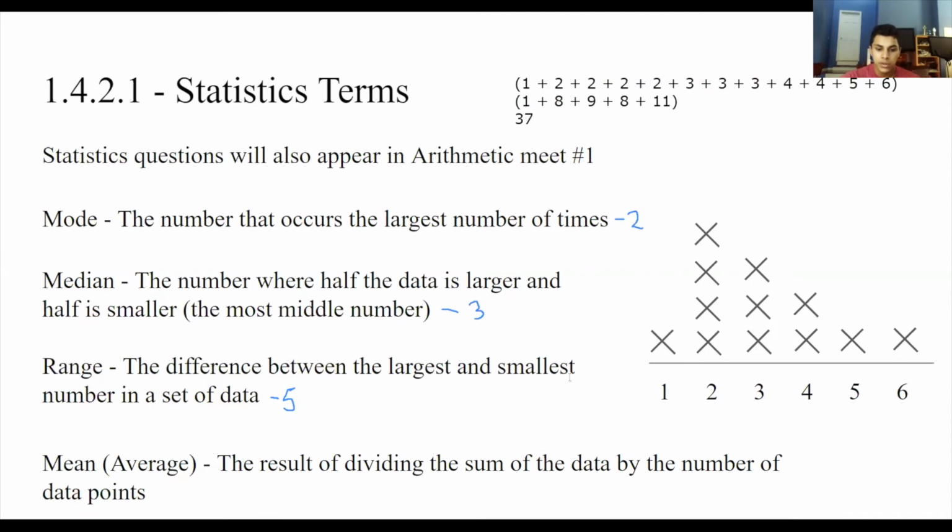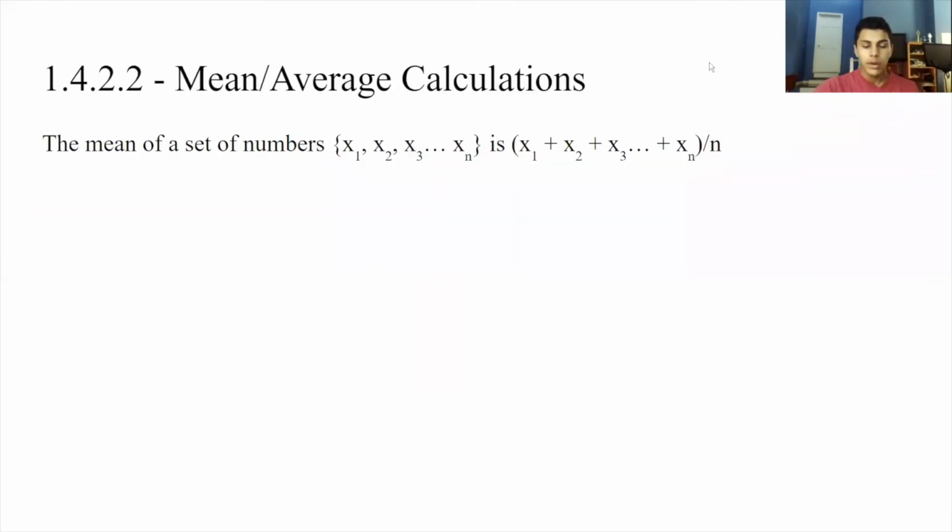Now it says it's the result of dividing the sum of data by the number of data points. So I added 12 data points here because I have 1 plus 2 plus 2 plus 2. So that's 5 plus 3 plus 3 plus 3, which is 8, plus 4 plus 4, which is 10 data points, and then plus 5 and 6, which is 12 data points. So my average for this would be 37 divided by 12, because that's how many data points I have. So my final average would be 37 over 12. So I'm just going to talk a little bit more about mean or average calculations, because it's a little bit more complicated than the rest of the measures of central tendency.